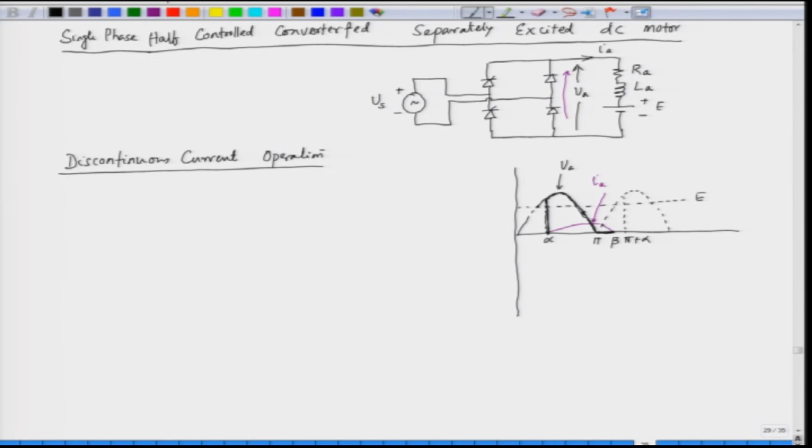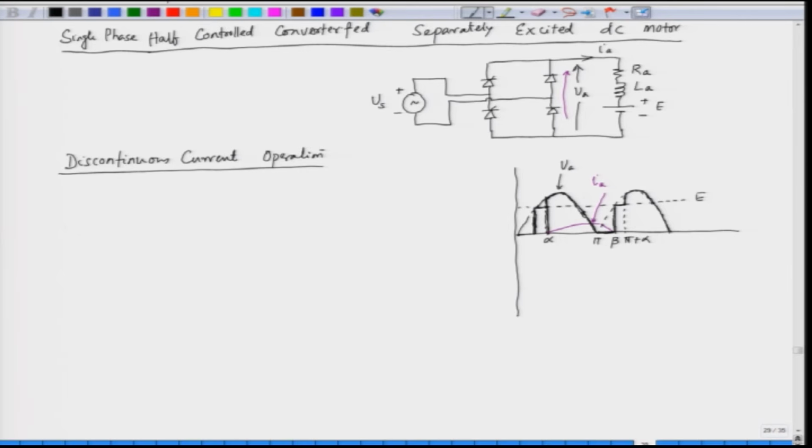And after that the voltage will become the back EMF. So, at this instant the voltage will build up and become the back EMF of the motor. So, the output voltage will look like this. And if the operation is periodic, the output voltage will be of this nature.